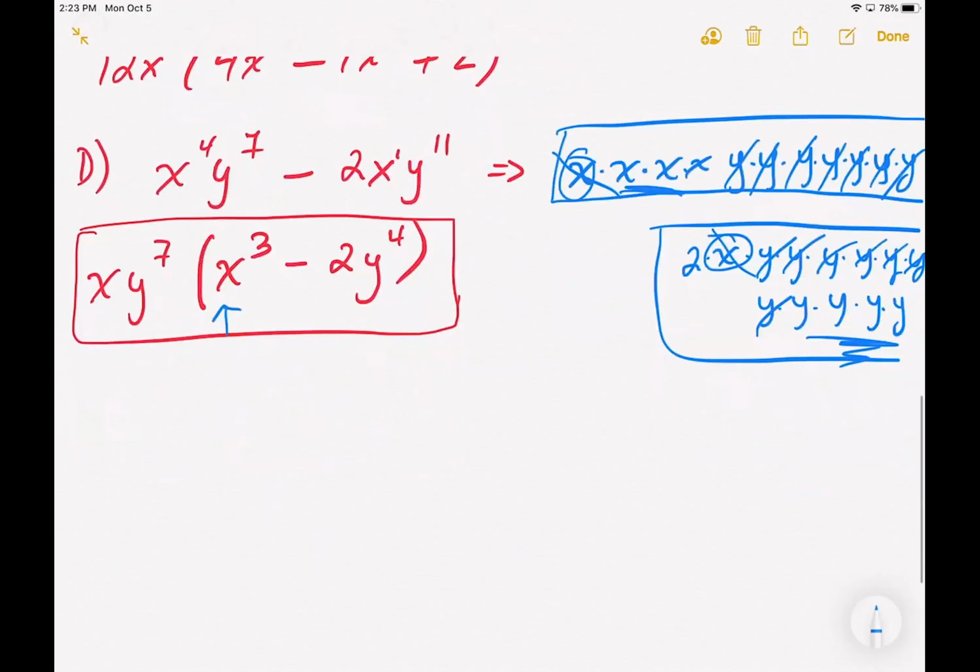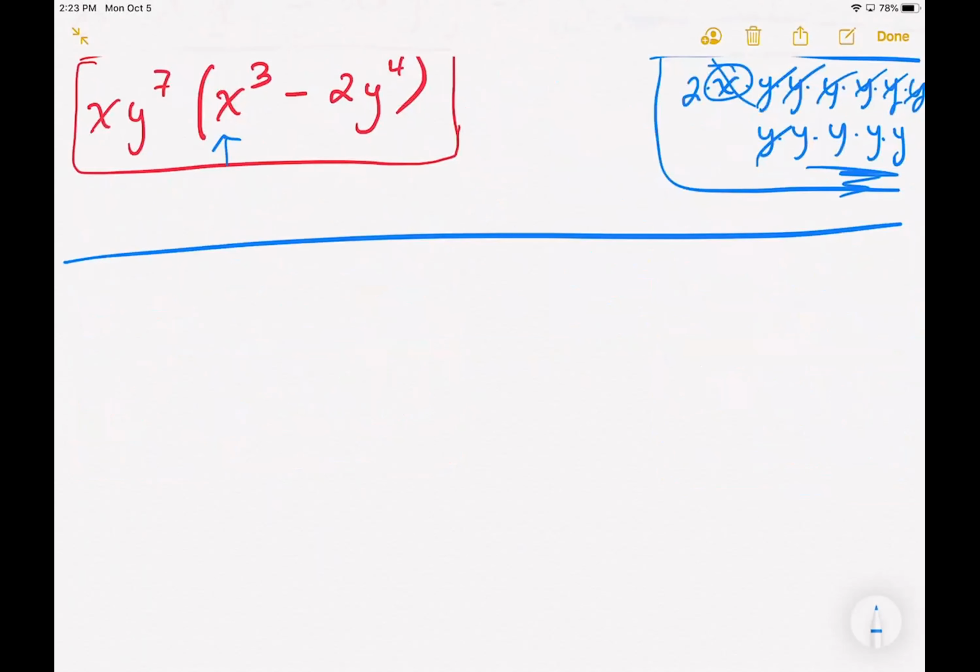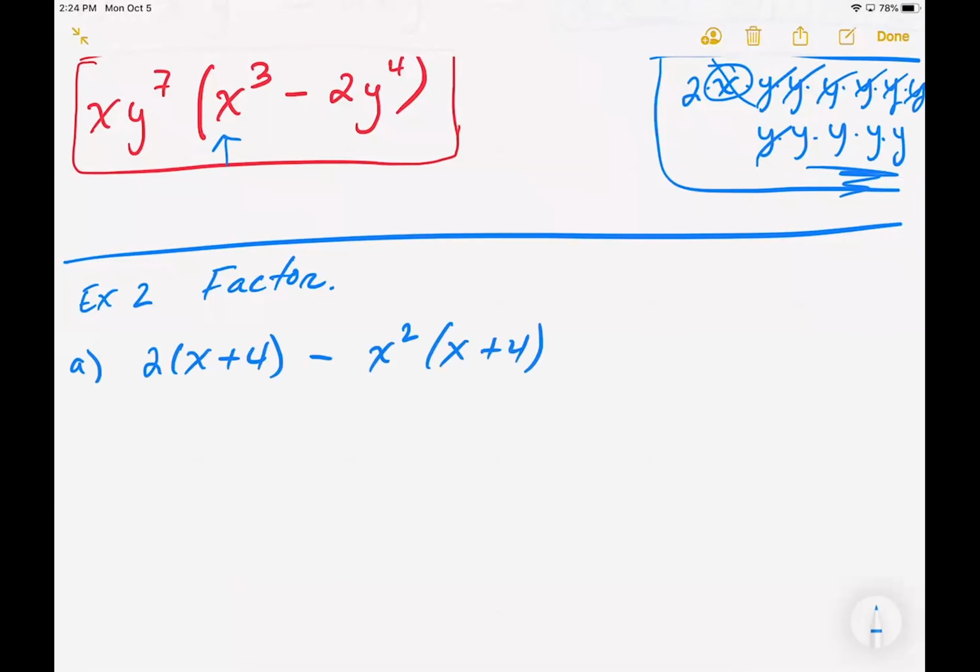Now, let's take a look at example 2. Same thing, they ask you to factor. And let's say they give you something like this: 2 times (x plus 4) minus x times (x plus 4). Let's say they give you this problem and they ask you to factor. How can we factor this item?